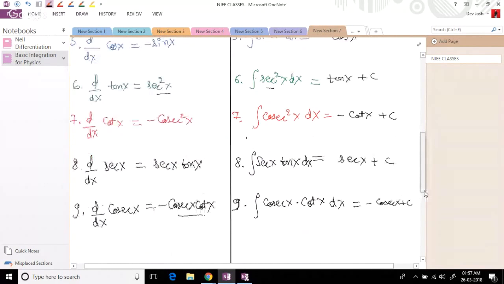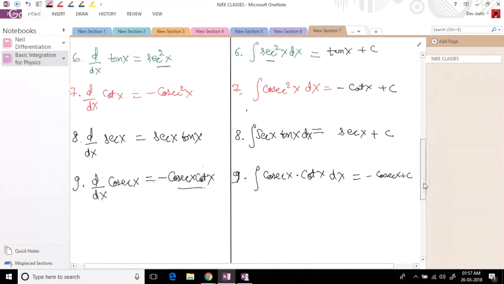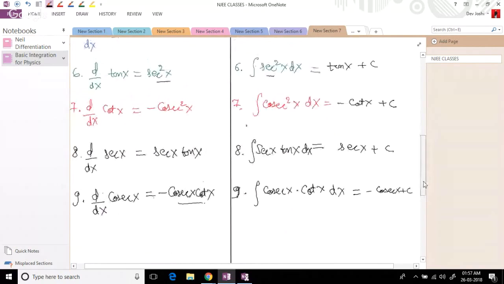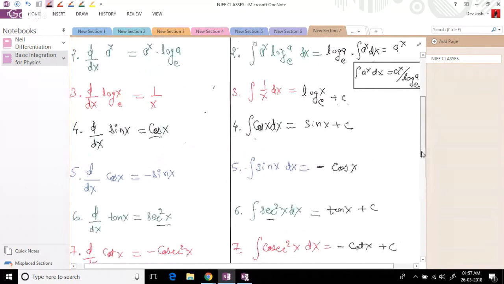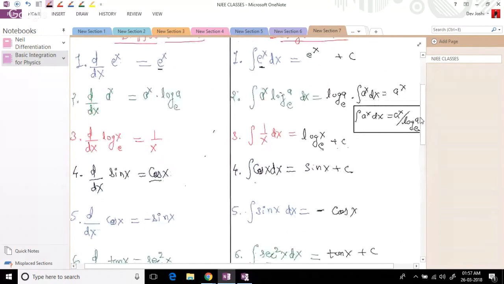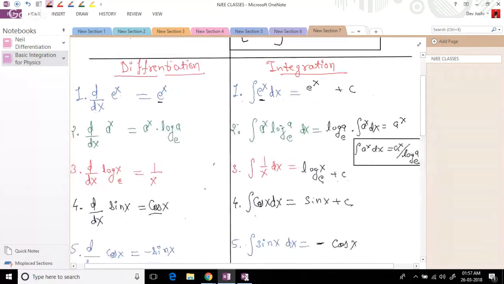Correct. So that is how we define the basic formulas. What you should do is revise and remember all these formulas before proceeding towards the numericals and all the properties that we have discussed so far. Okay. So differentiation of e to the power x is equal to e to the power x. So integral of e to the power x is equal to e to the power x plus c.